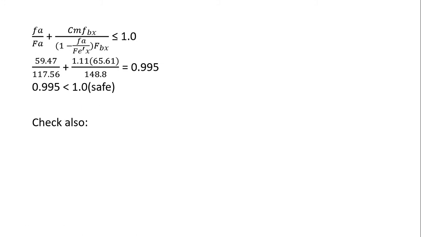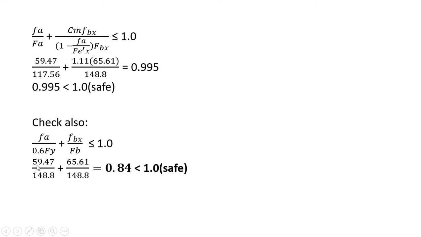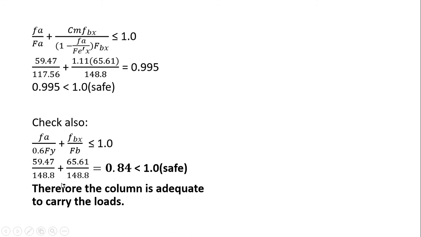So, i-check pod nato ang FA over 0.6 FY plus FBX over FB. So, kani sila dapat less than pud siya sa 1. So, substitute ang value. So, the answer is 0.84, so less than gihapon siya sa 1, so safe gihapon. So therefore, since safe man sila tanan, so the column is adequate to carry the load. So that's all. Thank you.